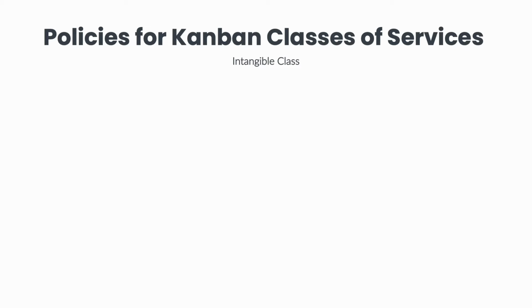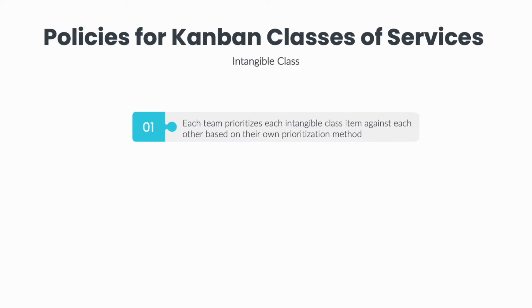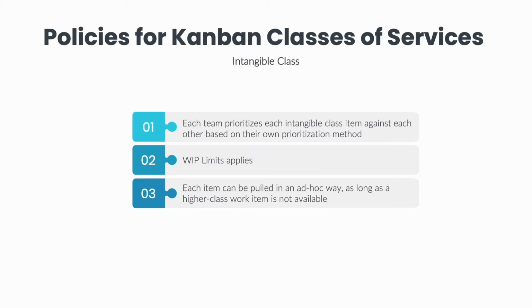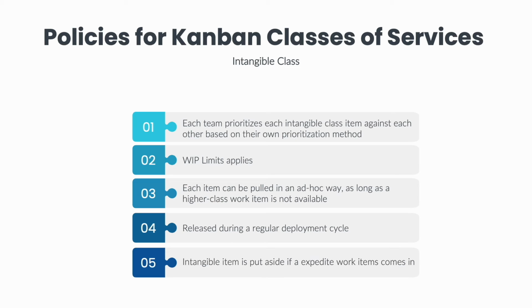For the intangible class policies, the team prioritizes them into the input queue based on their own team prioritization mechanism. These work items must follow the WIP limits. These work items are not necessarily picked by entry date, they can be pulled in an ad hoc way, as long as a higher class work item is not available. They are released with the regular release to production schedule just like the standard class. Typically an intangible item is put aside if an expedite work item comes in.